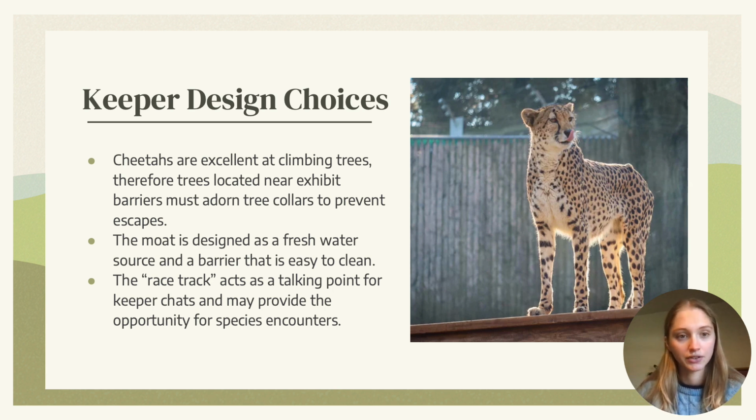The moat is also there for the keepers as well, so that is going to be an easy water source for the animal to drink from. And in the event that the animal defecates in the water, we want that to be easy to clean as well. So the moat should be filtered. We're hoping to install a filtration system so that the water is constantly moving, constantly cleaning itself, and then if need be, it can be drained and then cleaned as well by keepers. So it shouldn't be too hard to maintain.